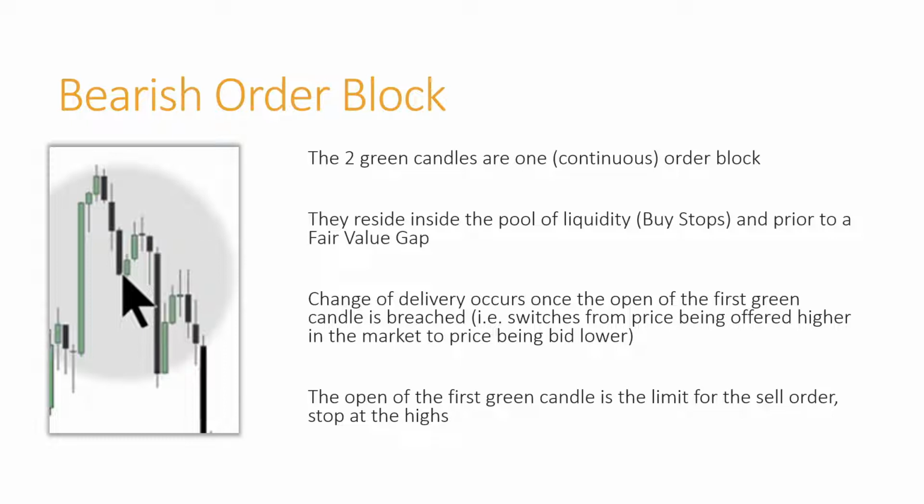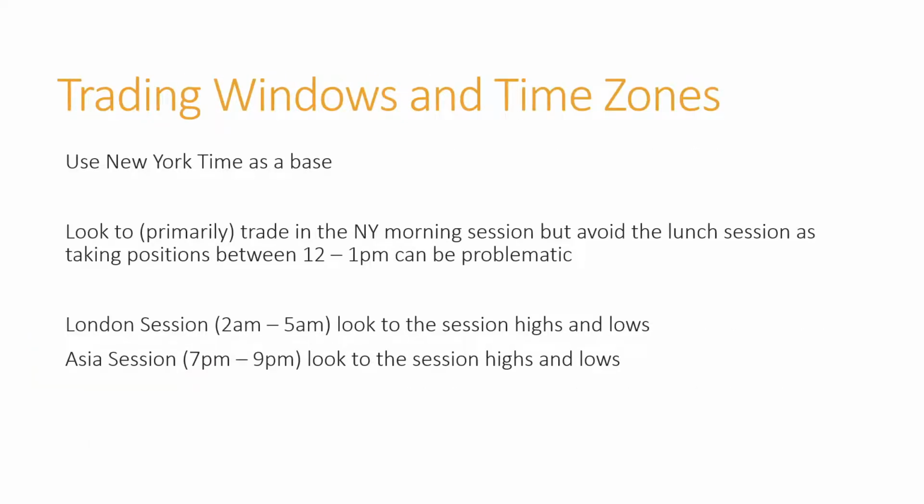And so what this means is that price is going to switch from being offered at a higher price in the market to being bid lower. So it's obviously the opposite of the bullish order block. And so if we're going to use this bearish order block as a setup to go short, we would use the open of that first green candle as our limit for the sell order, and then we would put our stop at the highs.